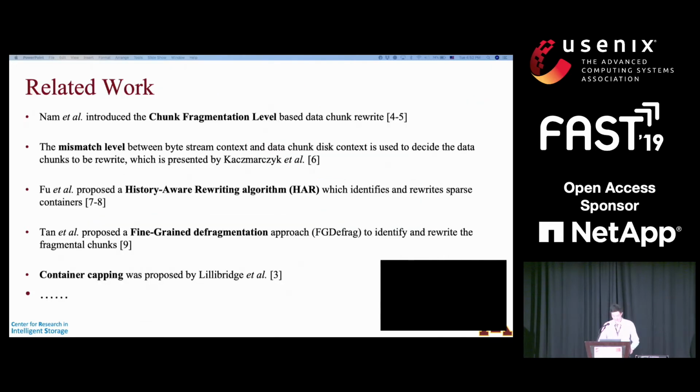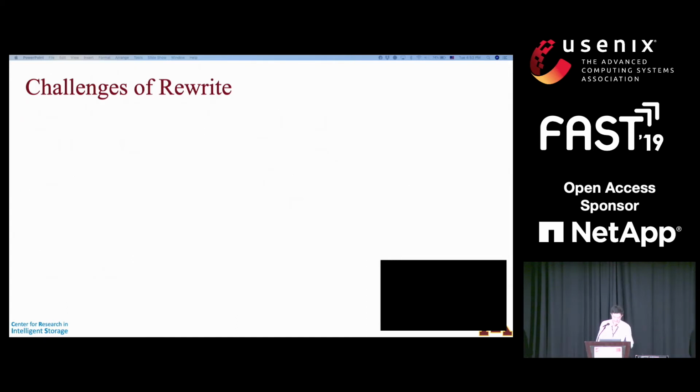because you store those duplicated chunks again. There are a lot of works on how to do the rewrites, like the chunk fragmentation level paper, the history-aware rewriting algorithm, and the container capping one. But rewrite is still challenging.